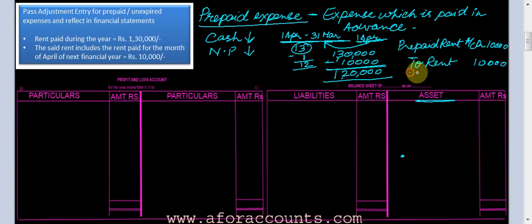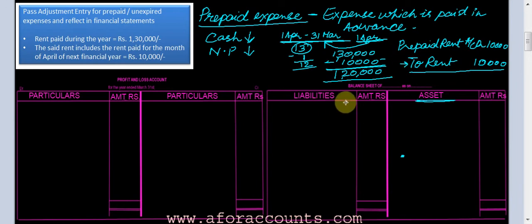Why do I credit the rent? Rent has been overcast by 10,000 rupees and rent paid has a debit balance because it is an expense. So I need to undercast it by 10,000 rupees here, so that the net effect comes to 1,20,000 and not 1,30,000. So rent, although the nature of an expense, was overcast by 10,000, it had a debit balance. So I need to credit it now, so that it comes back to 1,20,000.